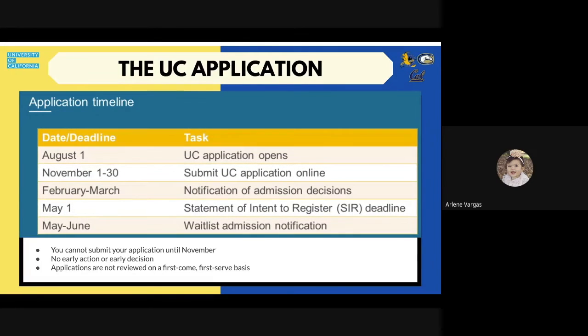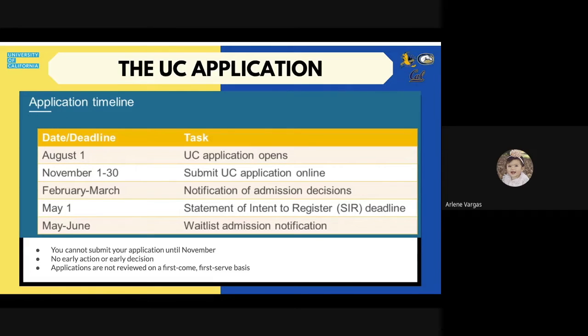Here's an application timeline. So these are important dates for you to remember. We all know that August 1st is when the UC application opened. You can submit your application between November 1st and the 30th.